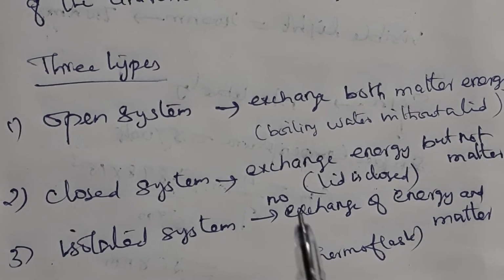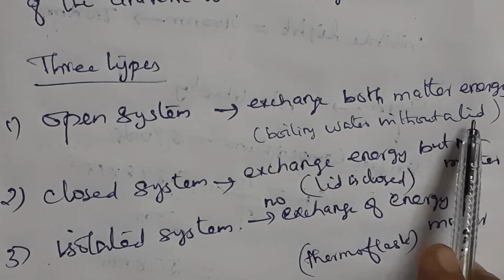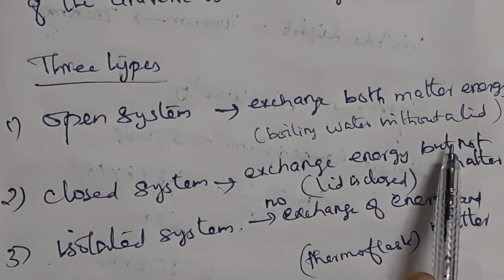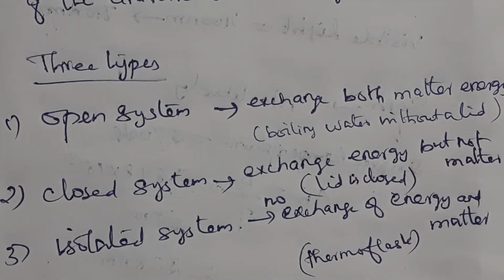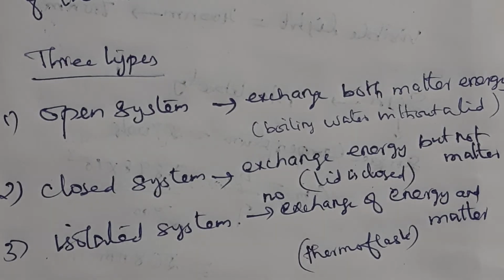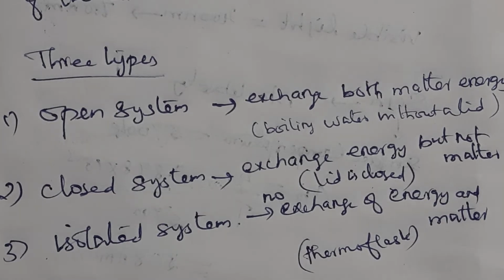An open system can exchange both matter and energy. For example, boiling water without a lid. Without a lid, if you are boiling the water, what will happen? The energy will be exchanged with the surroundings as well as the matter particles. The molecules of that water also get exchanged with the surroundings. So both matter and energy can be exchanged. So without a lid, if you are cooking, there will be a change in matter as well as energy. So this is called an open system.